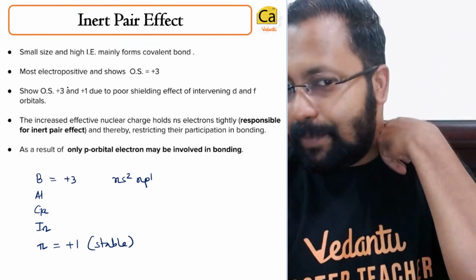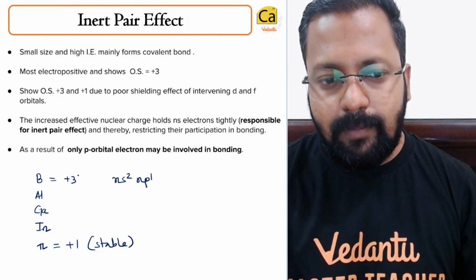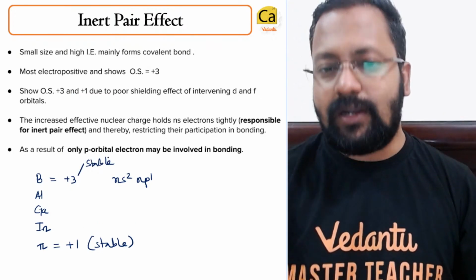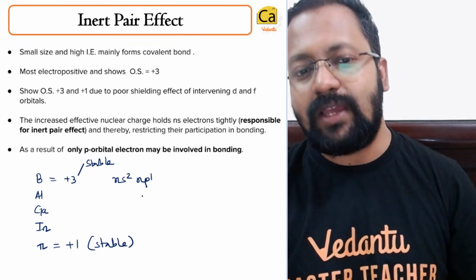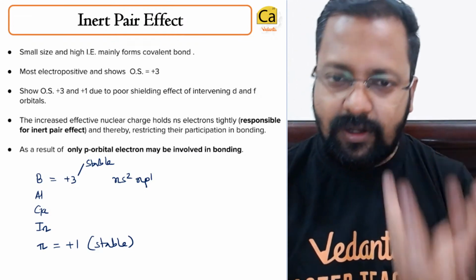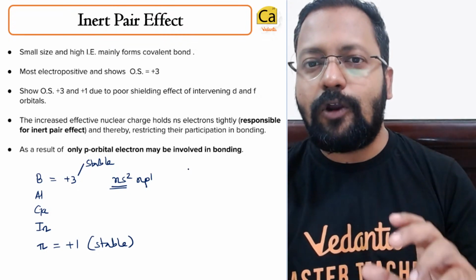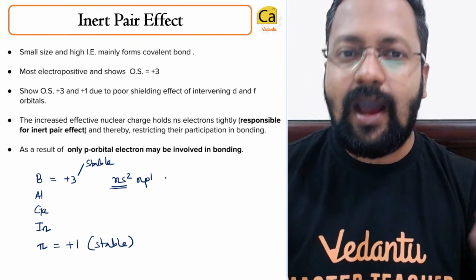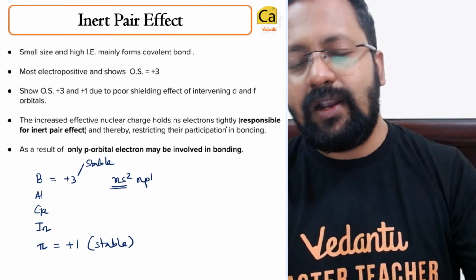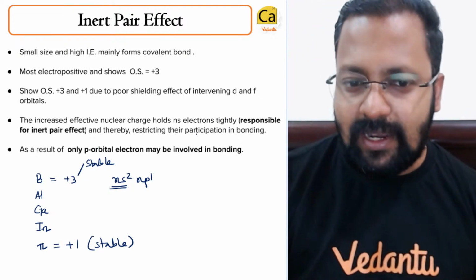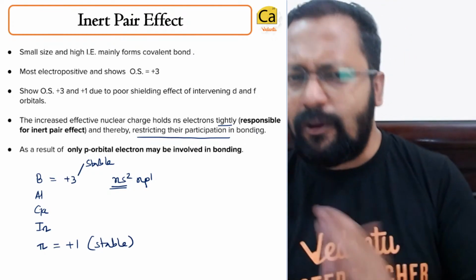Okay, so each element is capable of showing +3 and +1 oxidation states. However, for boron, +3 is stable, but going down the group, +1 becomes stable. That is known as the inert pair effect. This observation is known as the inert pair effect. Now what is the reason for this? We say that these ns2 electrons do not tend to unpair and they do not undergo ionization. Increased nuclear charge holds these ns electrons tightly and restricts their participation in bonding or ionization.